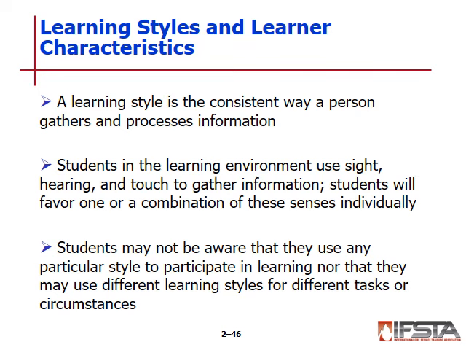Okay, so let's tie some of this together. Learning styles and learning characteristics. So let's recap. A learning style is the consistent way a person gathers and processes information. Students in the learning environment use sight, hearing, and touch to gather information. Students will favor one or a combination of these senses individually. Now, students may not be aware that they use any particular style to participate in learning, nor that they may use different learning styles for different tasks or circumstances.